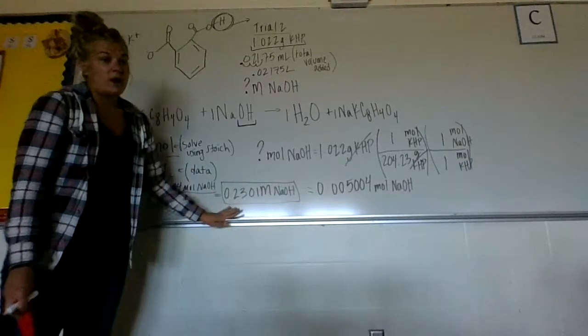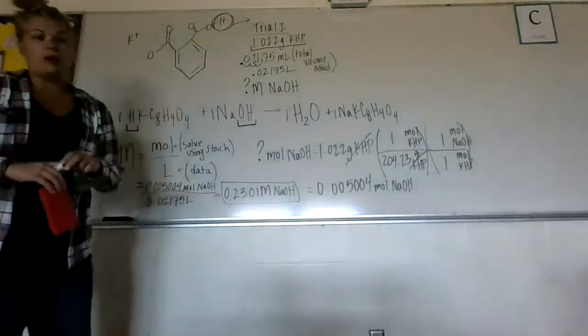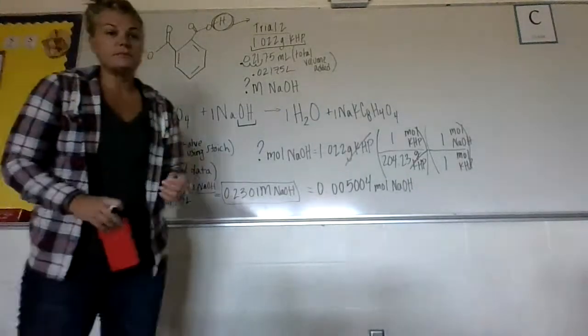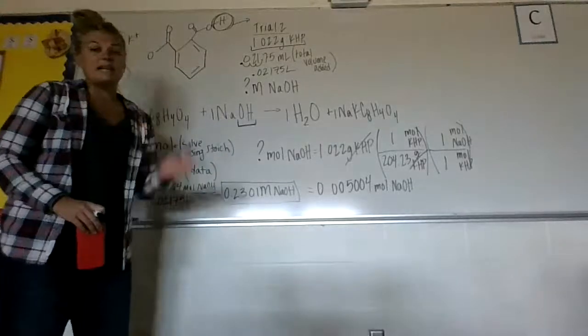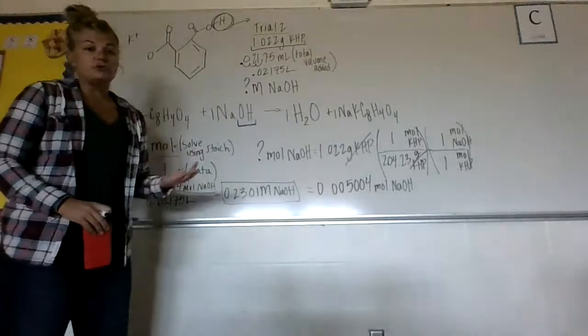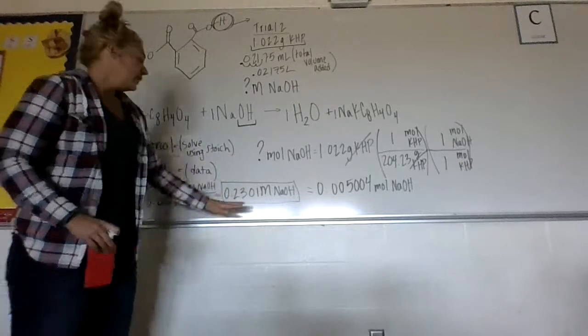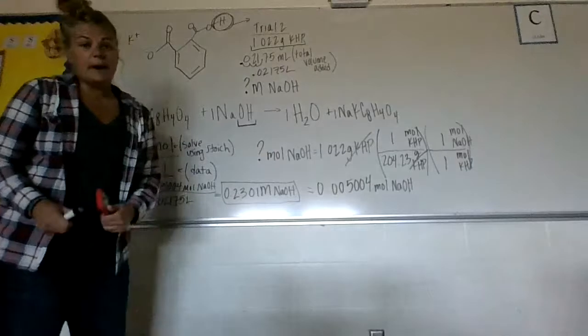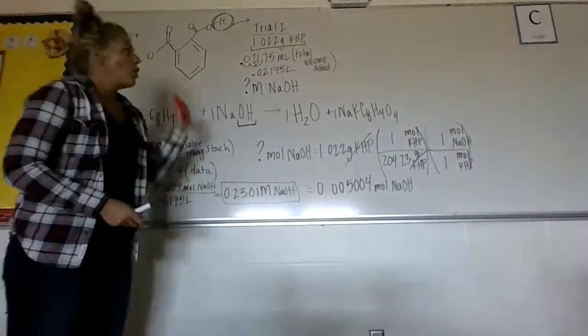So that's for trial 2. You are going to do the math for trial 1 and trial 3. If either of those are way off this, you can eliminate them. If it's close, you can add, divide, and get an average. And then you need to calculate percent error because it's supposed to be 0.25 molar. Hope this helps.